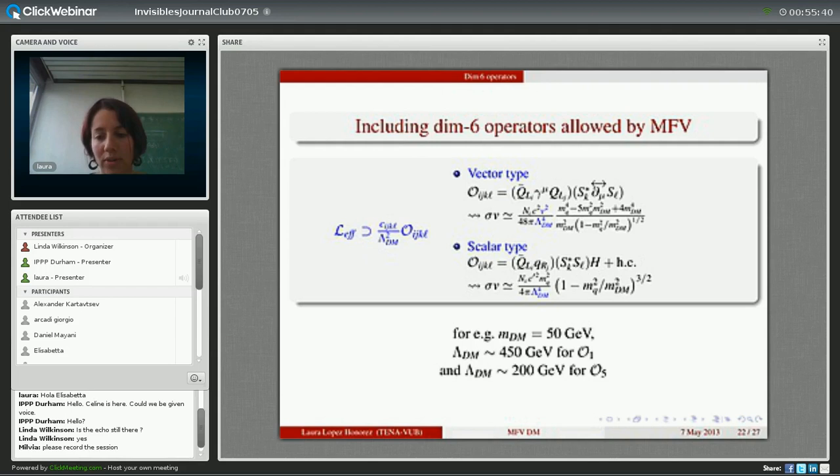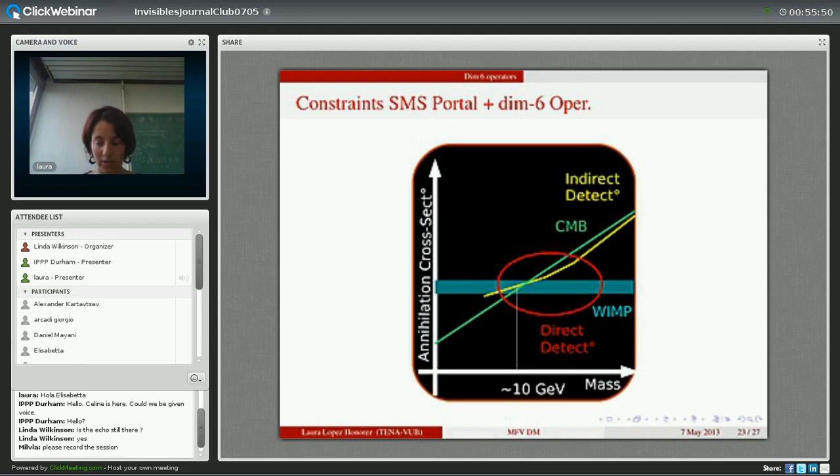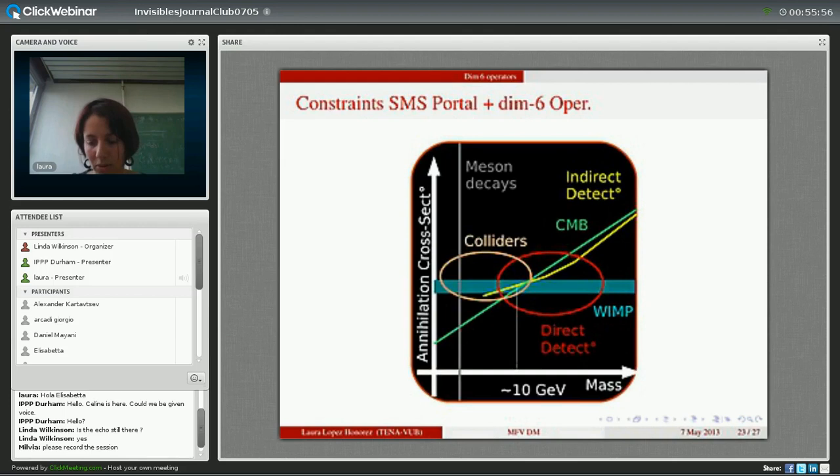Okay, so now let's see how everything combined, but before that, let me remember that we had a certain number of constraints up to now that we took into account. On this type of effective field theory, you can actually put some extra constraints from collider physics, especially from monojet searches at colliders, but also actually in this case we are going to have a constraint from meson decays.